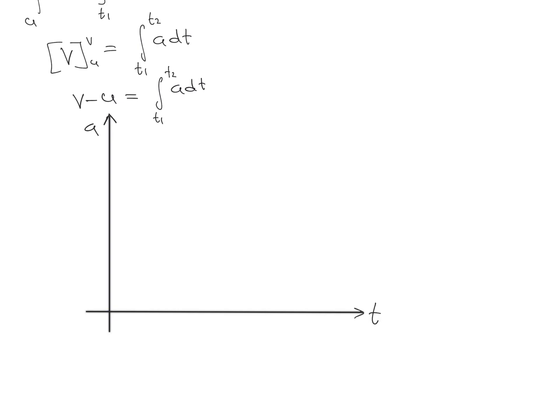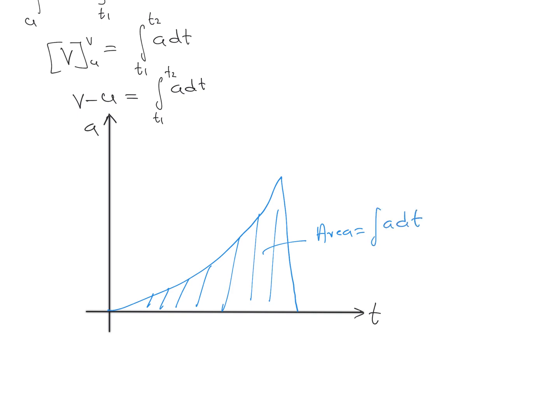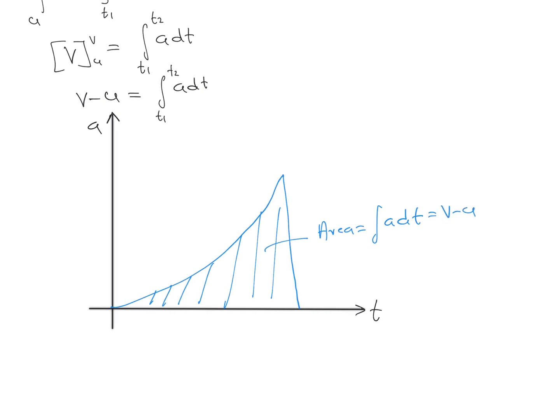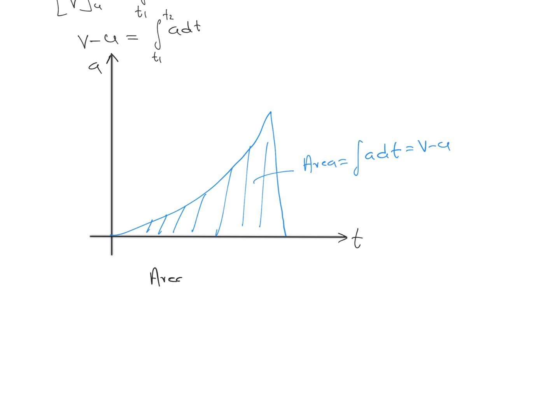From this concept we can say that if we have a curve between acceleration and time, and we calculate the area under this acceleration time graph, then according to the equation this area will be equal to the integration of a dt, and the integration of a dt will give the value of v minus u, which is the change in velocity. So we can write: area under acceleration time graph will give the value of change in velocity.